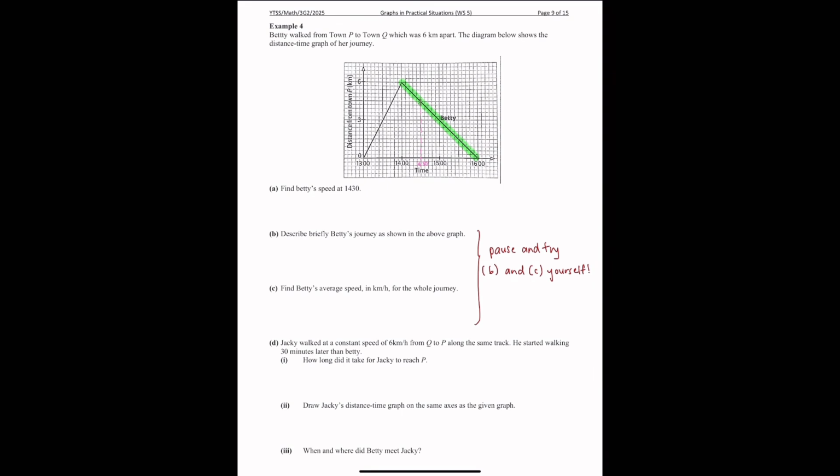Now let's look at example 4. Take note, Betty walked from P to Q, which is 6 km apart. Over here is the distance time graph of her journey. Let's do part A together. Find her speed at 1430.